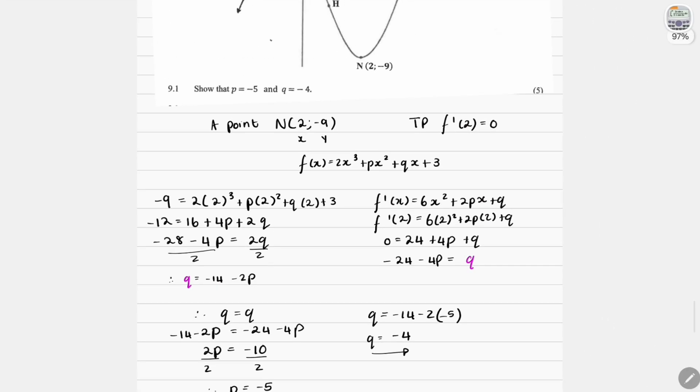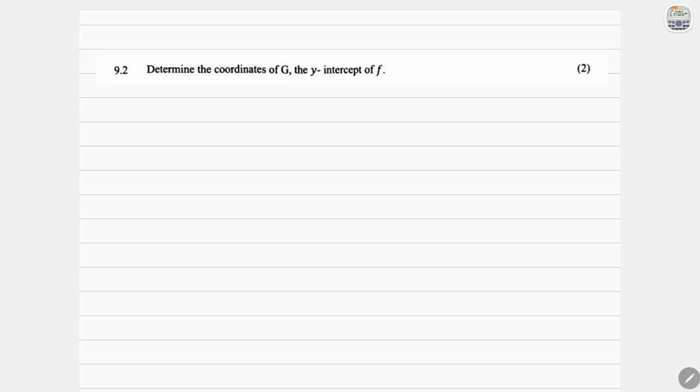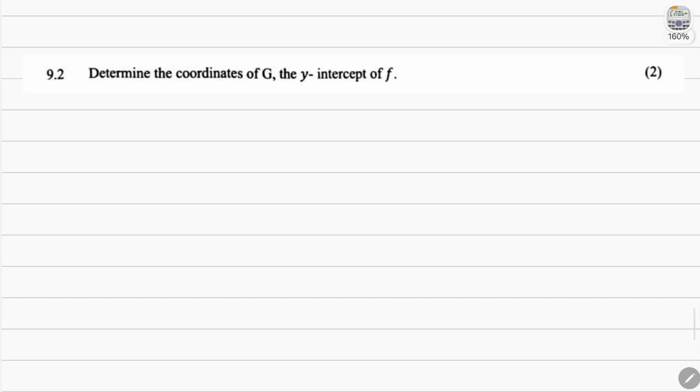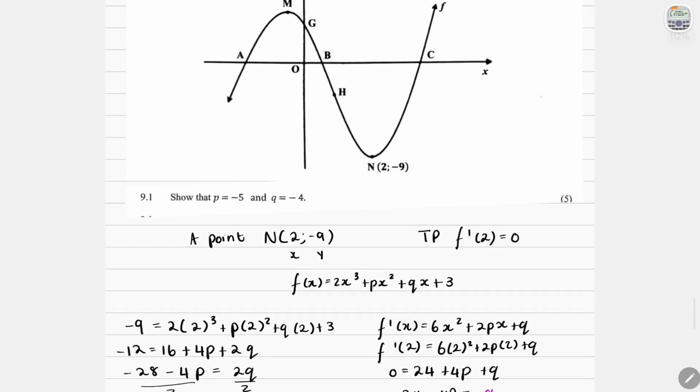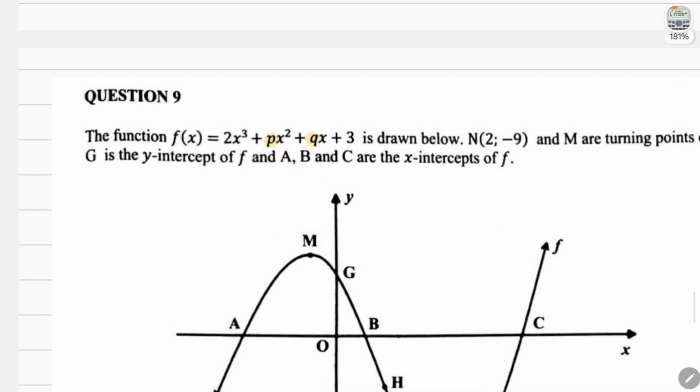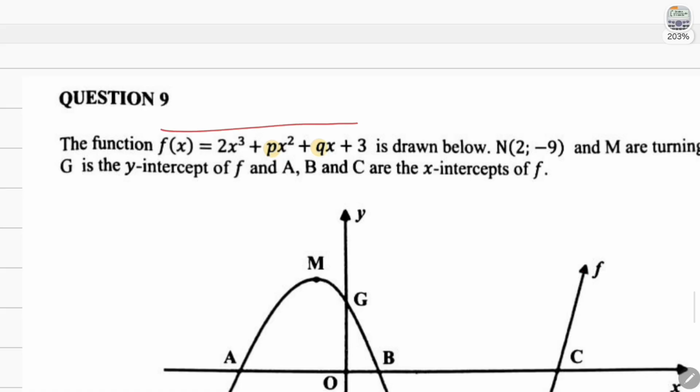Moving on to the next question. Question 9.2 says, determine the coordinates of G, the y-intercept of f. Now we already have the full equation, but do you see that they already gave you the equation in standard form? So we don't have to do any calculation.